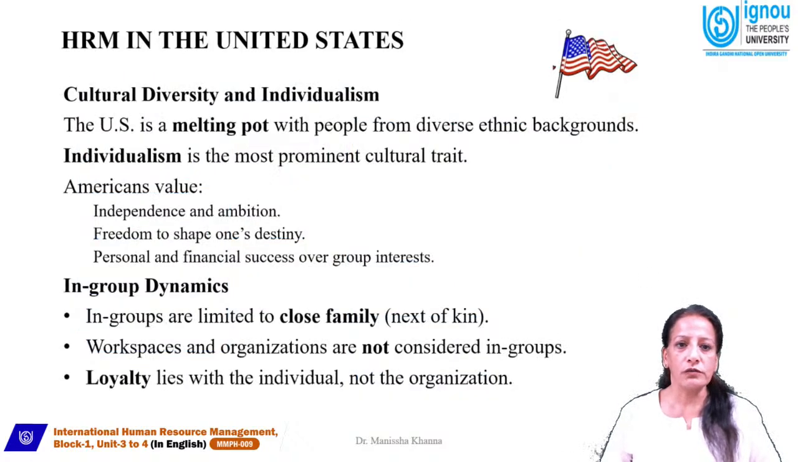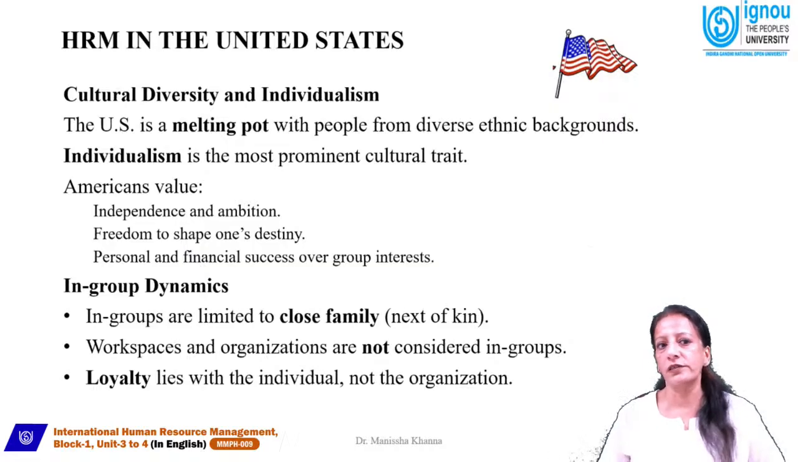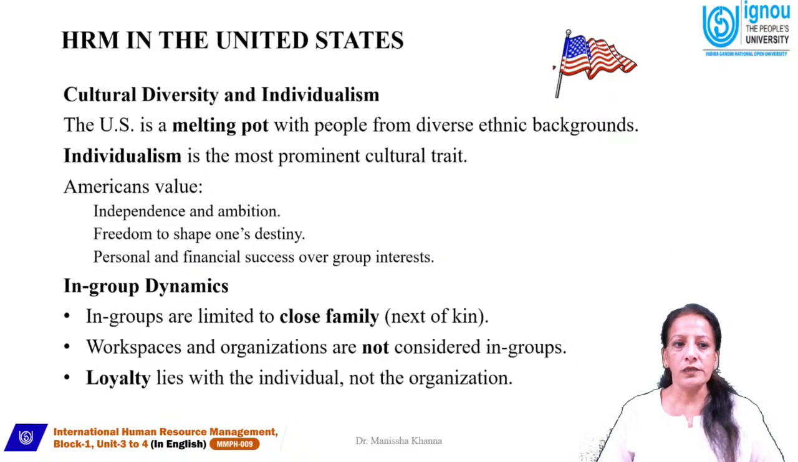So this was all about Japan. Let's see the United States. The United States has a different culture altogether compared with Japan. It is a melting pot with people from diverse ethnic backgrounds. Individualism is the most prominent cultural trait, whereas in Japan it was collectivism. Americans value independence and ambition, freedom to shape one's destiny, and personal and financial success over group interest.